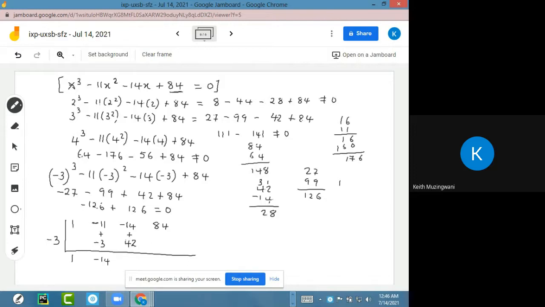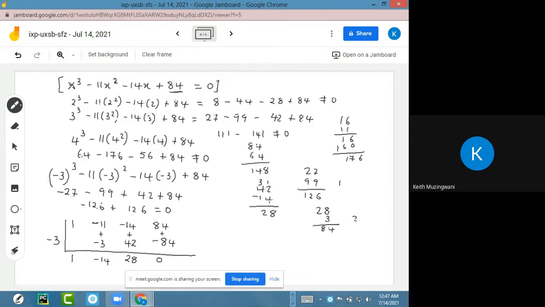So we have 28 positive. Then negative 3 times 28. So 28 by negative 3. So first multiply by 3. So 3 by 8, 24. Carry 2, then 6, 84. So we'll get negative 84. When we add, we have 0.